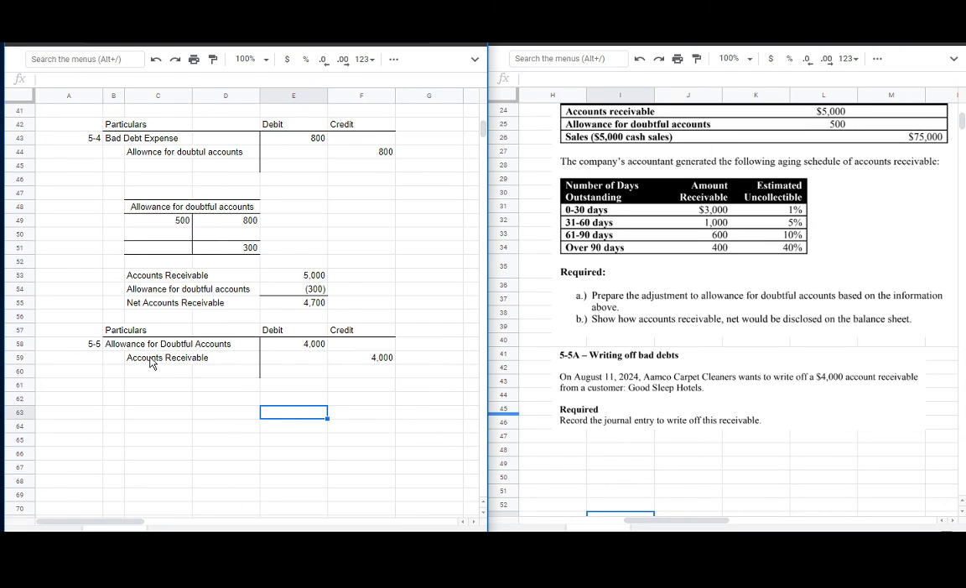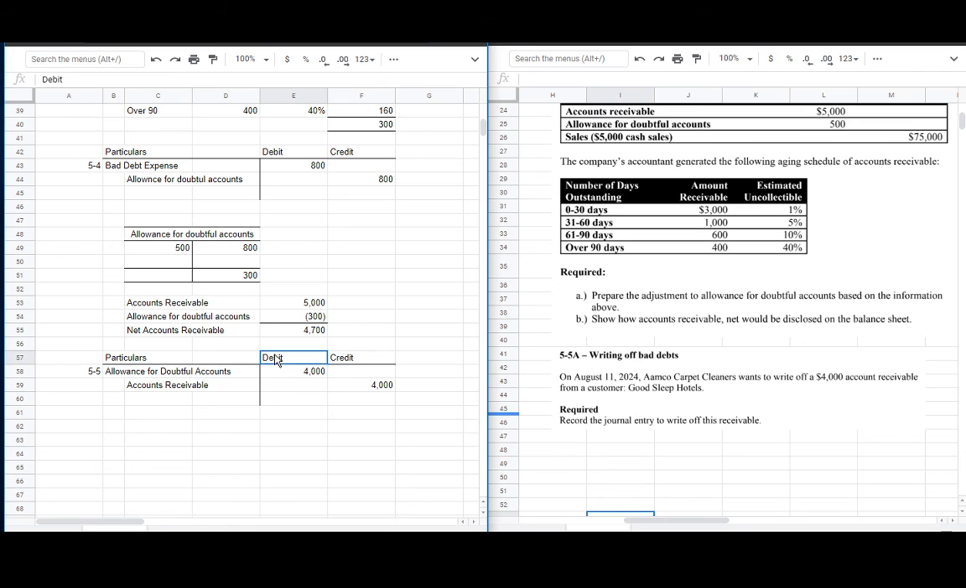We do that by canceling out the accounts receivable. The AR has a normal balance of debit, so we remove it by crediting it, 4,000. And the allowance for doubtful accounts has a normal balance of credit, so we debit it to remove it. And this is the journal entry.